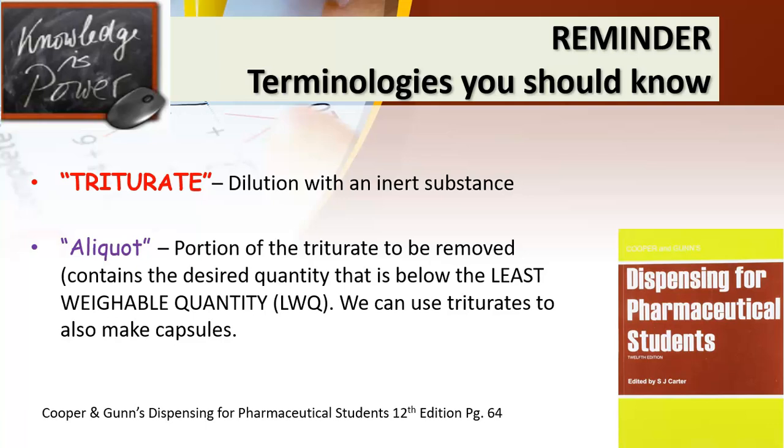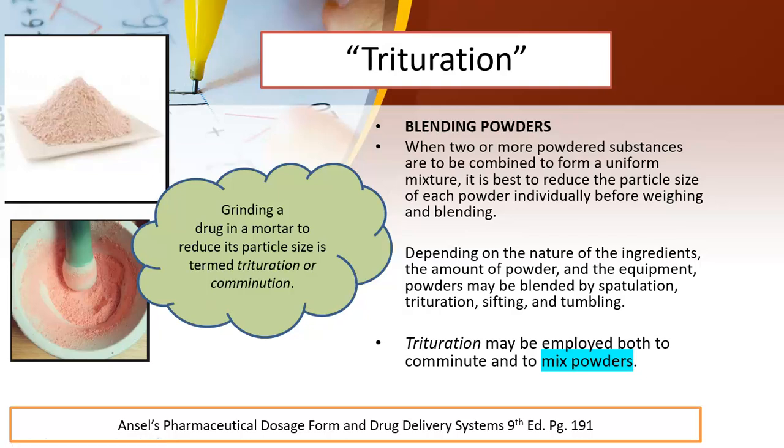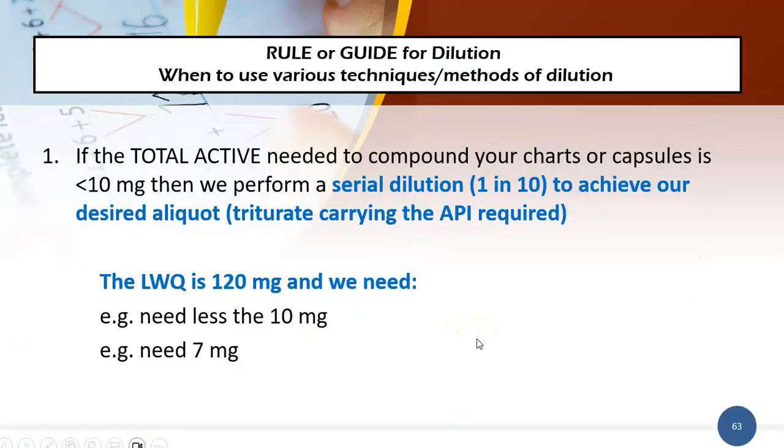Let us review quickly, and this is a duplication of the recording for slide 1. The recording number 1, I'm just repeating the topic here. A triturate is a dilution made with an inert substance. The aliquot is a portion which is carrying the drug that you need. Trituration, again, if you watch or read some pharmaceutics references, is also made reference to whenever you're mixing powders.